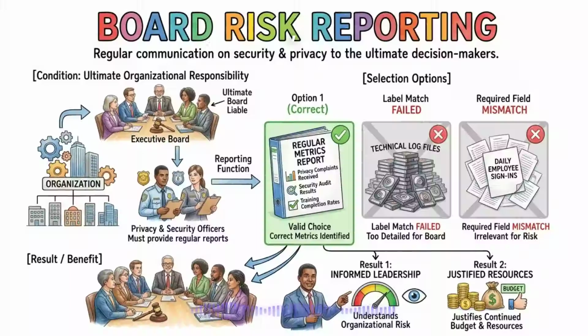Because the executive board is ultimately responsible for the organization, the privacy and security offices must provide them with regular reports. These reports should include metrics such as the number of privacy complaints received, the results of recent security audits, and the completion rates of employee training.